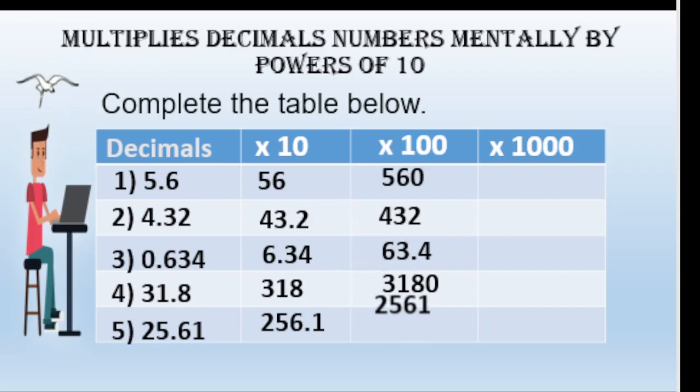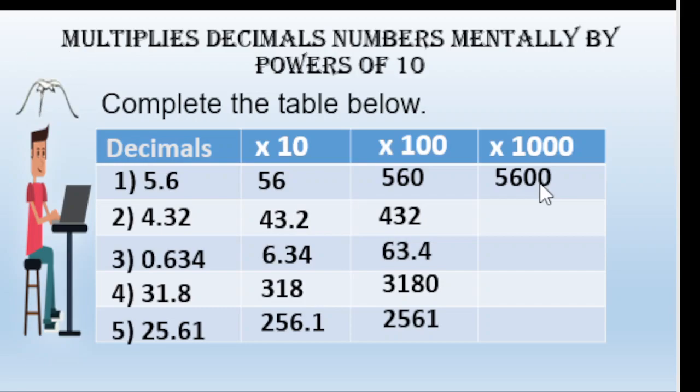And this one also becomes 2,561. So this time we're going to move the decimal point 3 times to the right because there are 3 zeros: 1, 2, 3. So that will become 5,600. Don't ever confuse. Okay, because this is always your reference. Move it 3 times, so you have 1, 2, 3. That's why this becomes 5,600.